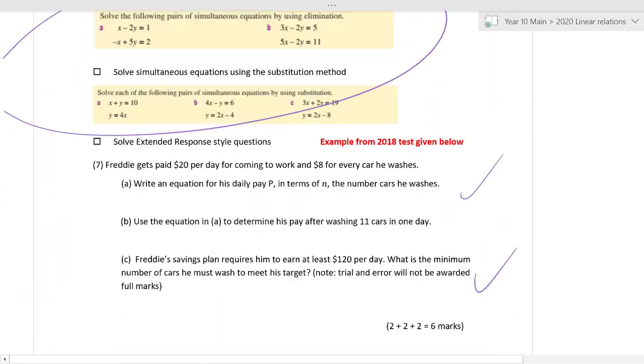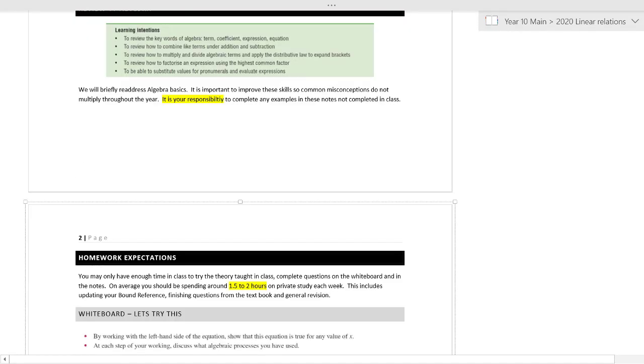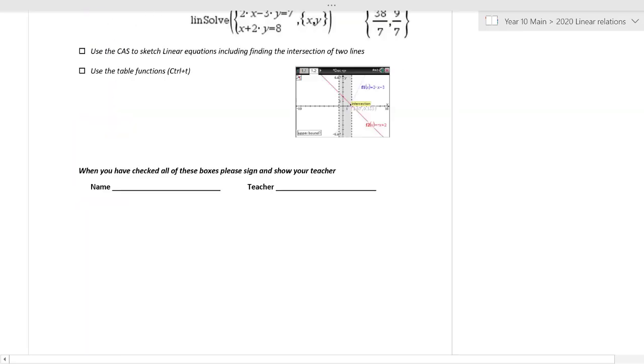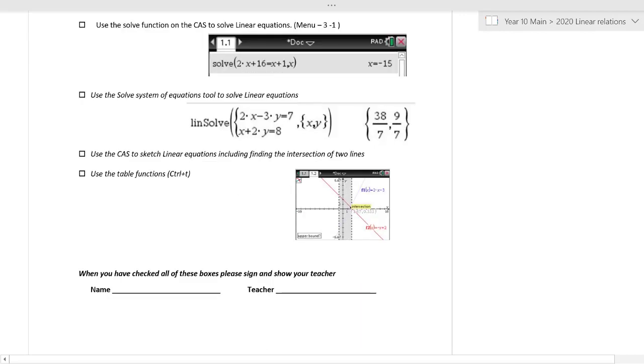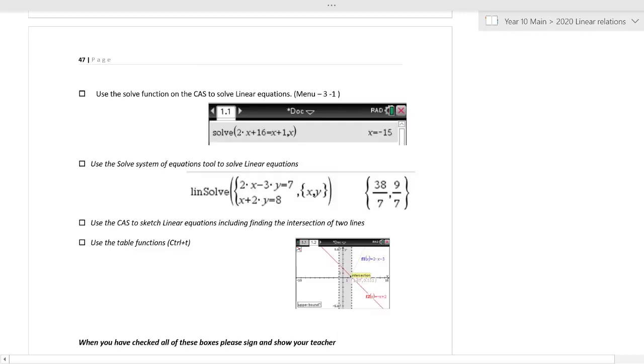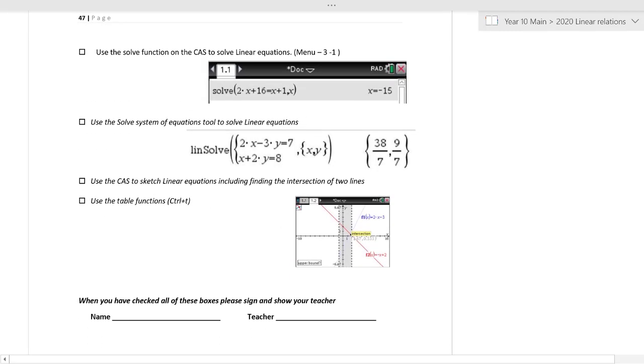The very last page, page 47, I've gone all the way back to page 1. Okay, this here is what we need you to be able to do. Find the intersection, intercepts, lin-solve, and use the solve function. Okay, so make sure that, in your test, you've got 15 marks for your CAS section, calculator section, and then you've got 40 marks.